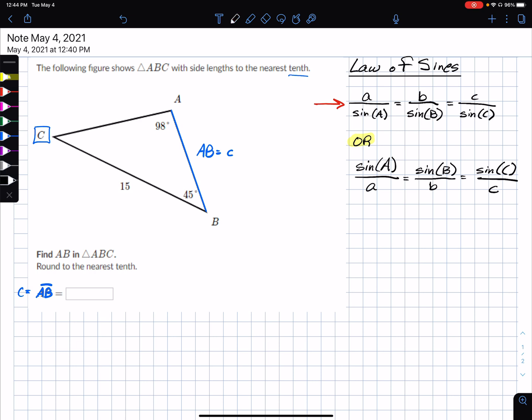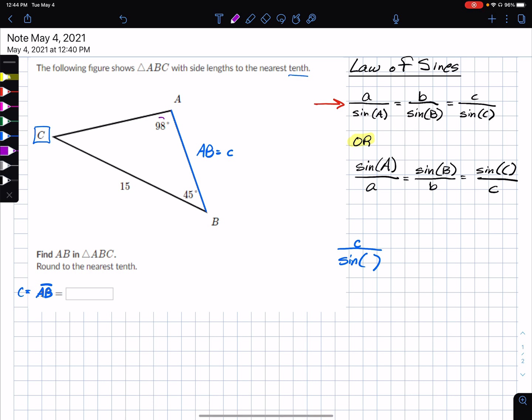All right, so as we get started, we know we're going to be looking for side C. And so I put side C over sine of its corresponding angle. Whoa, whoa, whoa. What's going on here? We don't have the angle. Well, we actually do. This is kind of a side problem.